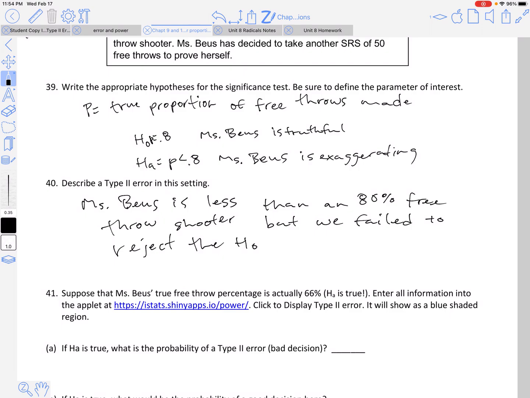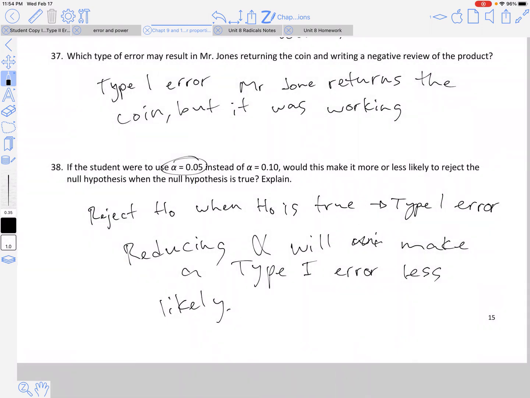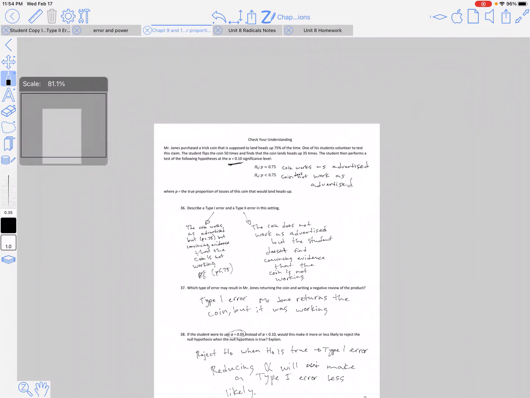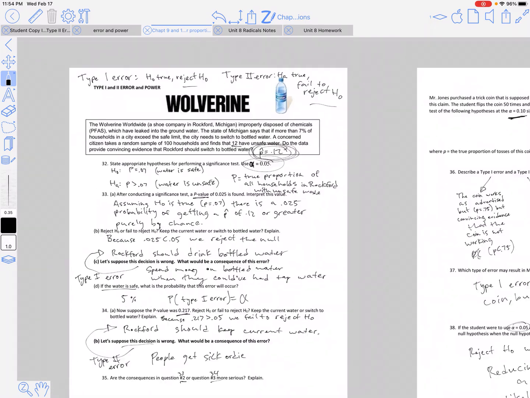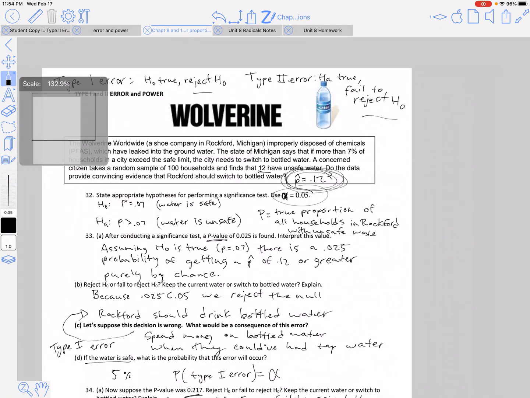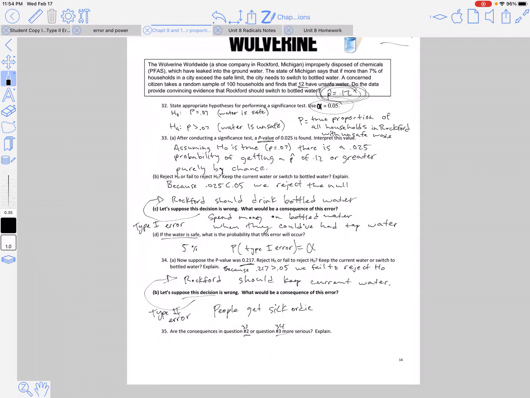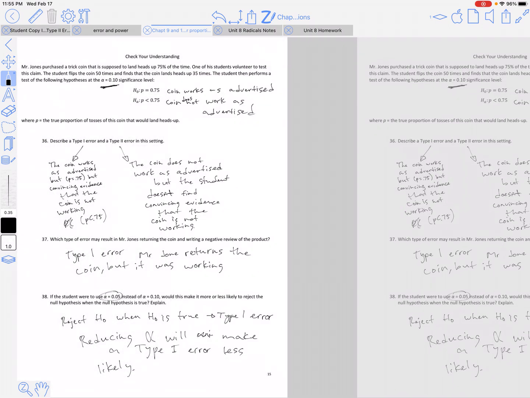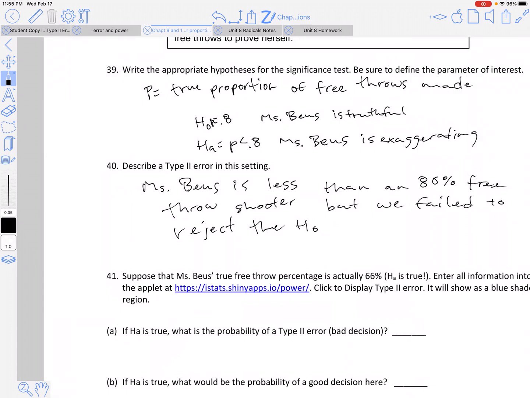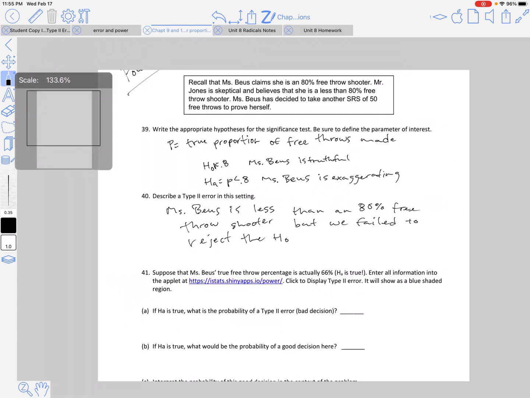So I want you to think back. Type 1 error, we pointed out where it is. We know the probability that we'll commit a type 1 error. Power actually has to do with type 2 error, and don't get these mixed up. We're going to look at that in a second.